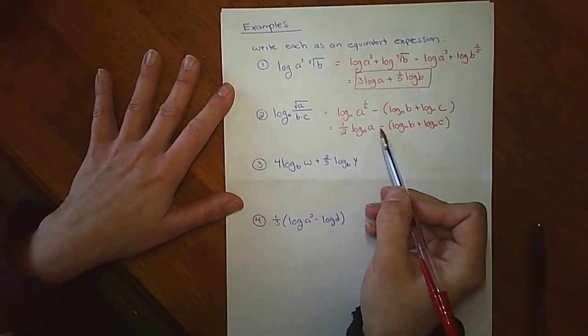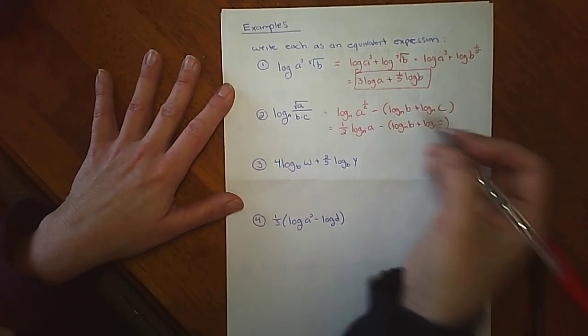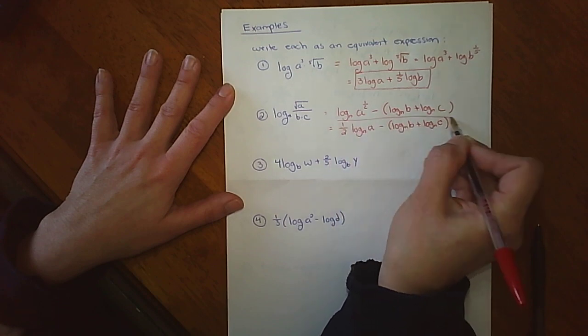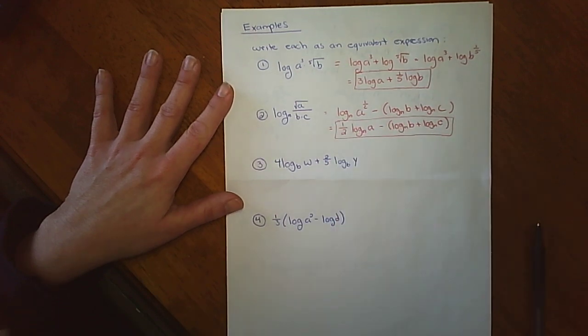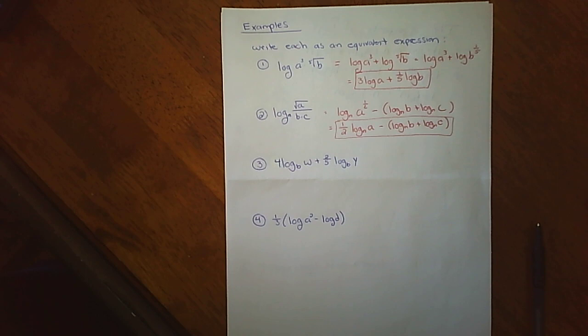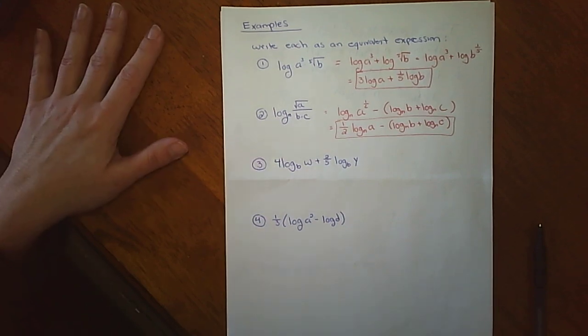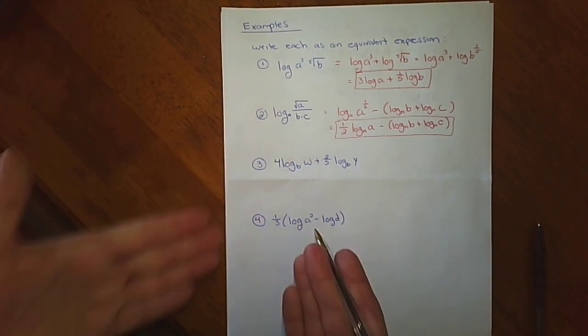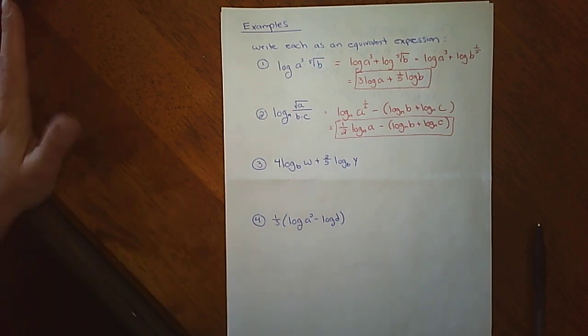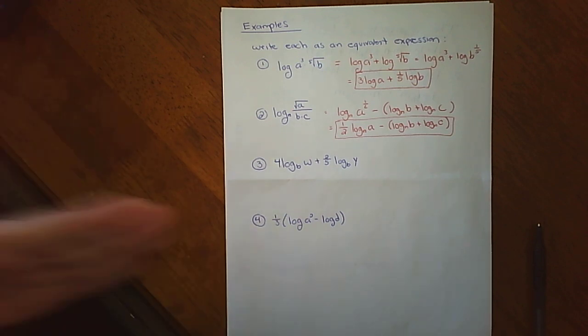If you wanted to do it out where you distribute the minus sign, you can do that as well. I'm happy with that. Again, if you wanted to distribute the minus sign to both of those, that would be fine as well. Now, these two are the other direction. They're in expanded form already. You want to condense them.